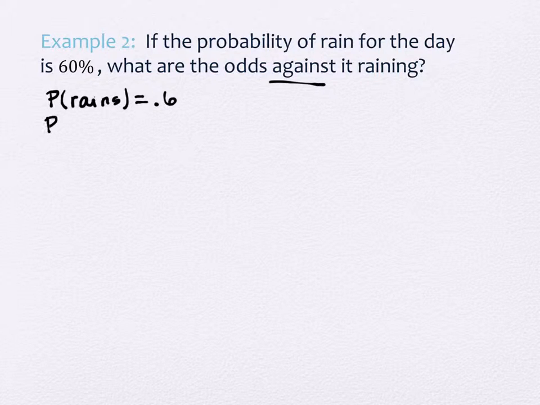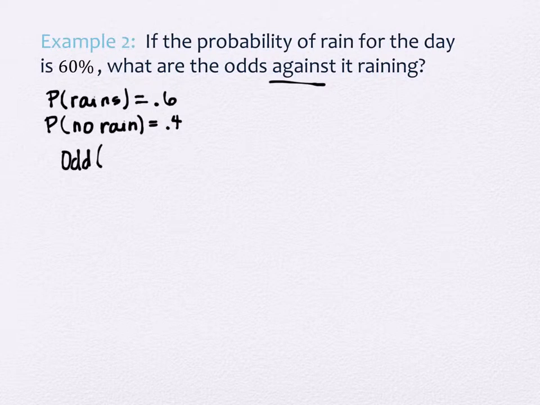And what's the probability that it doesn't rain? I didn't hear anybody say it, but I know you know it. What is it? 0.4, right. So we want the odds against it raining. That's the same thing as saying the odds of no rain. Right, so we'd want the no rain chance on top and the rain chance on bottom. So this would be 0.4 over 0.6.